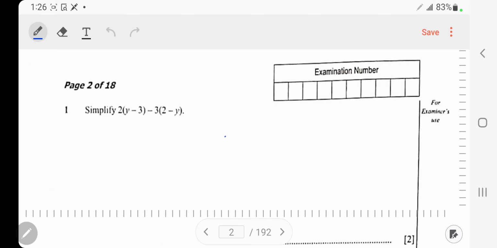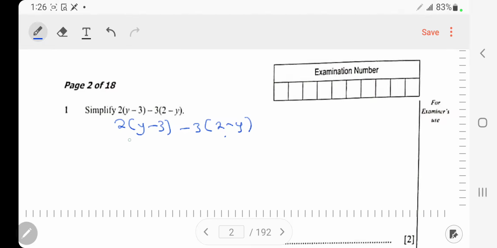So math paper 1. So the first question was simplify. So we have this problem. So how do we solve it? So let's rewrite it. So we have 2(y - 3) minus 3(2 - y).